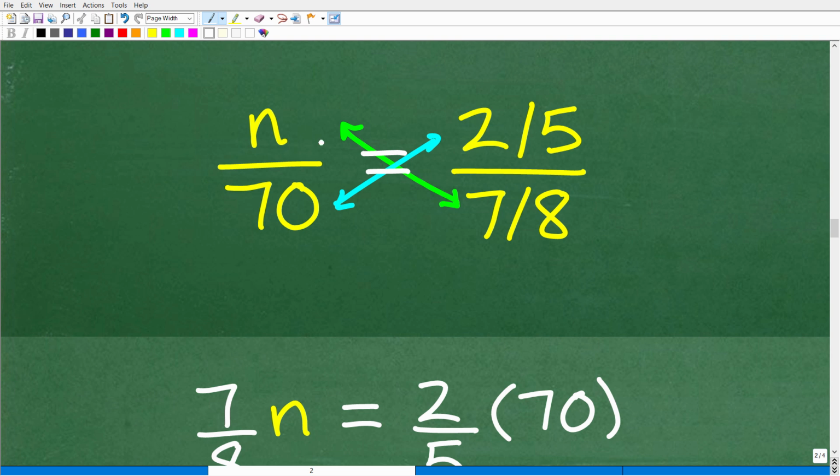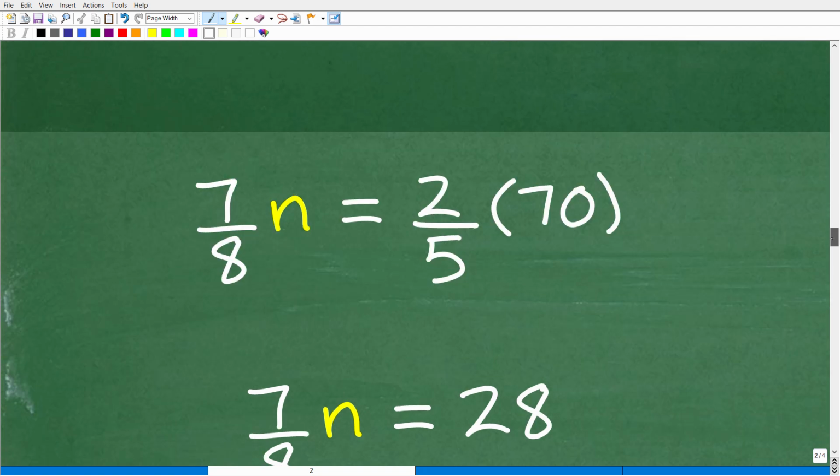Okay, so n times 7/8 is going to be 7/8 n, or 7/8 times n. Remember, in algebra, you always want to put the variable behind, so the number is a coefficient. And then we have 2/5 times 70, so that brings us to right here.